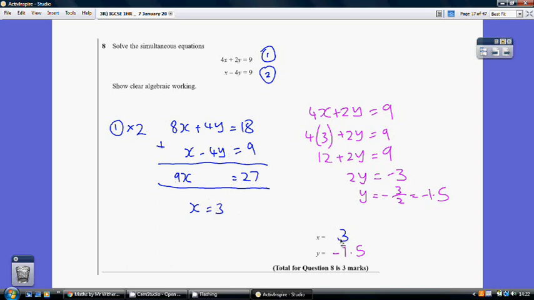Now to work out y, I now need to take this 3 and substitute it back into either of the two opening equations. So I've chosen to use the top one. So 4x plus 2y equals 9, but I've just worked out that x is 3, so 4 times 3 is 12. So 12 plus 2y is 9. Subtract 12 from both sides, I get 2y equaling minus 3. Halve both sides, I get y being minus 3 over 2, which is minus 1.5.